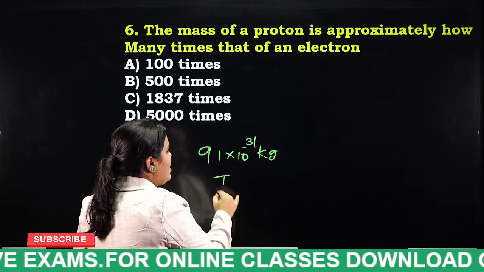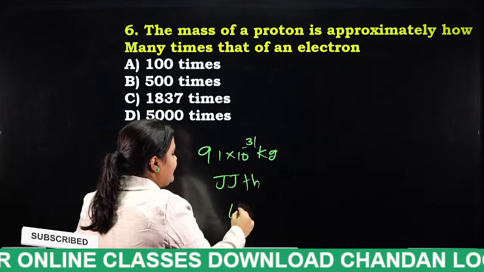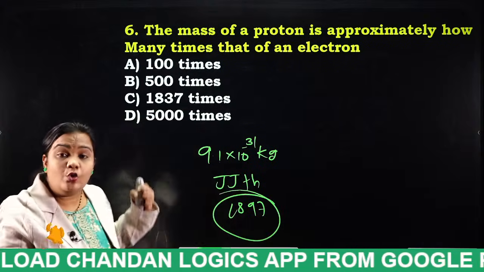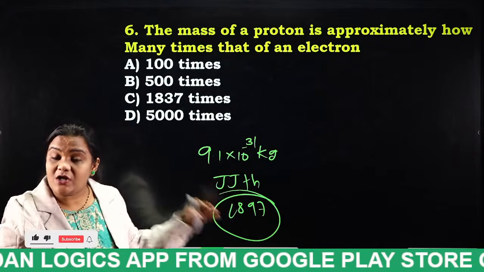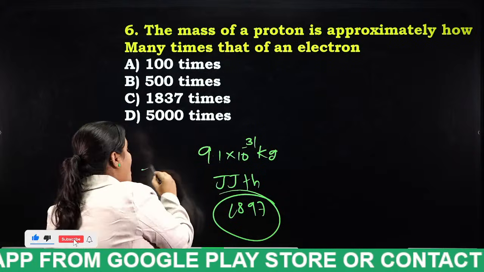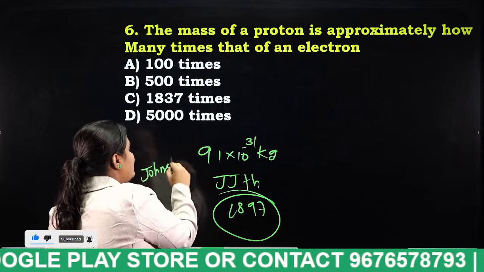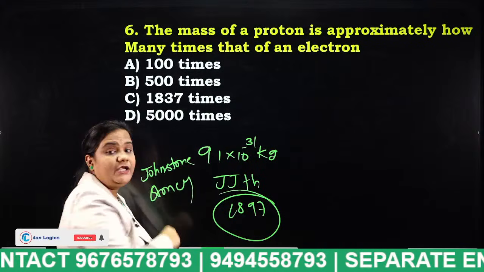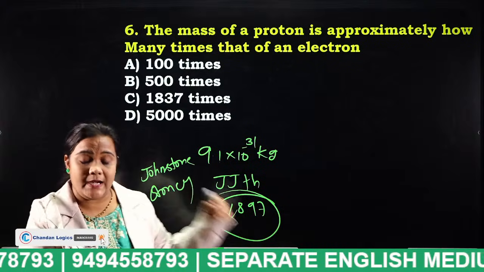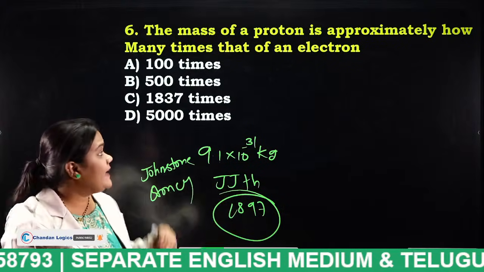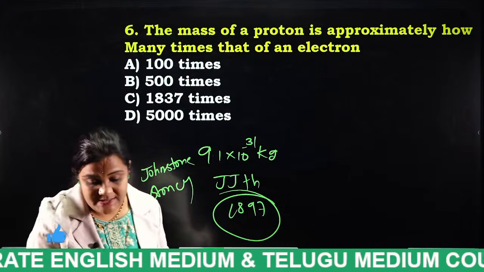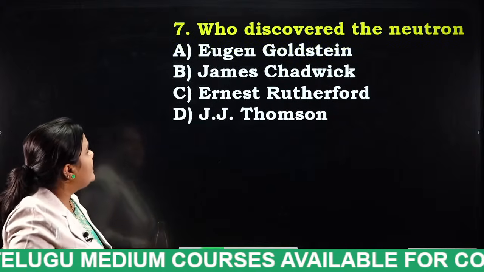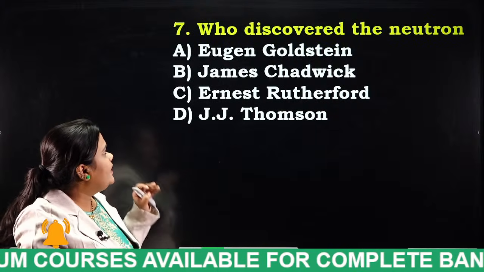It was discovered by J.J. Thomson in 1897. Okay, but who gave the name electron to the electron, students? John Stoney. He gave the name electron for a negatively charged particle. Remember this. And tell me the answer for this question, students. 1837 times. Very good.